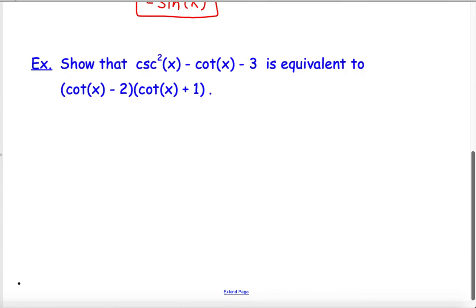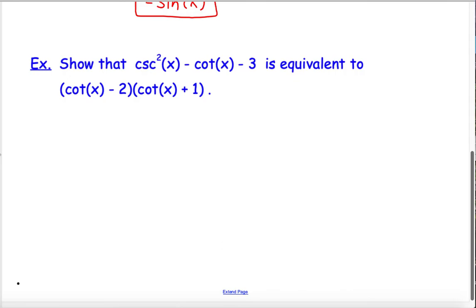So, what do we do with this? Well, there's a couple things we should notice. First of all, they want us to take this original expression and write it in factored form. But notice in the factored form, I'm only dealing with cotangents. In the original, I have a cotangent here, but I have a cosecant squared. So that doesn't seem to fit. So maybe I can use one of those Pythagorean identities to replace my cosecant squared.